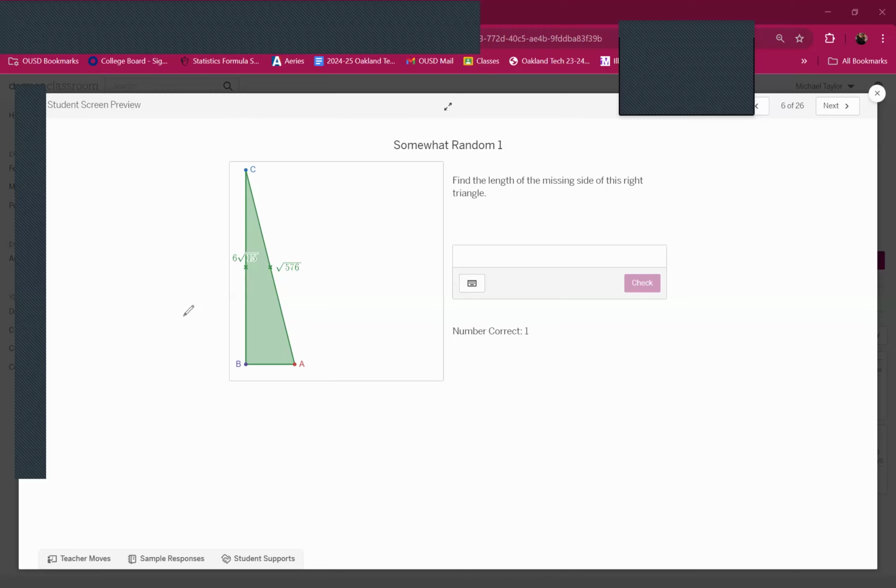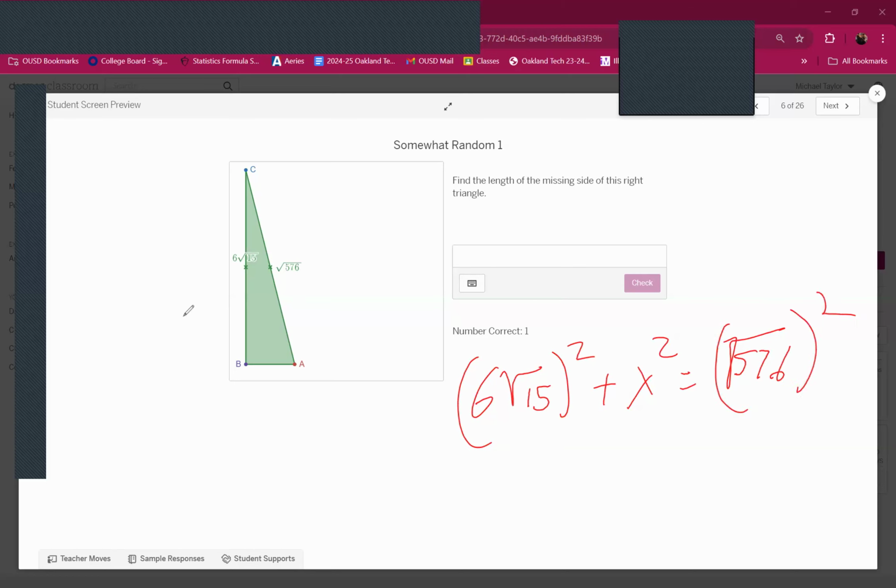I know that 6 square root 15 squared plus something squared is equal to the square root of 576 squared. Now this looks like a hard problem. This is actually an easier problem because the square root of 576 squared is just 576. We already kind of did this one over there. So I'm going to do this kind of quickly in my head.